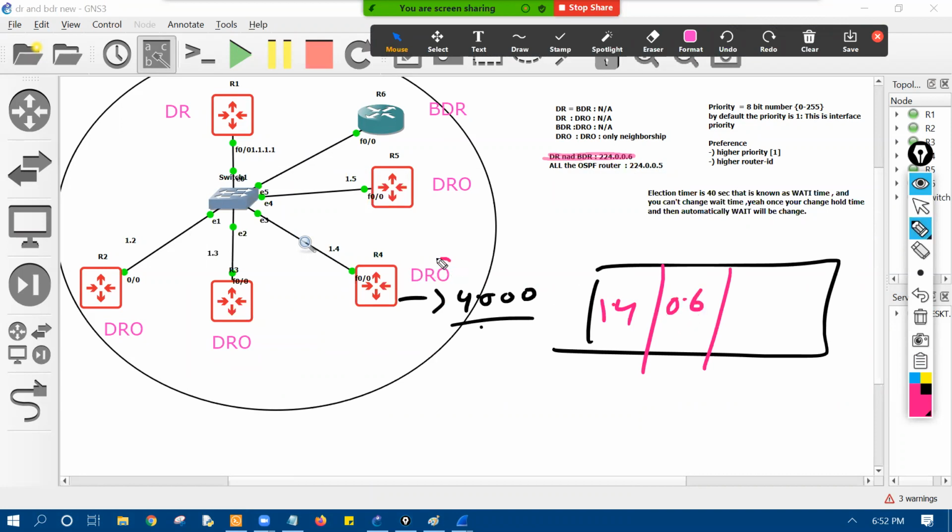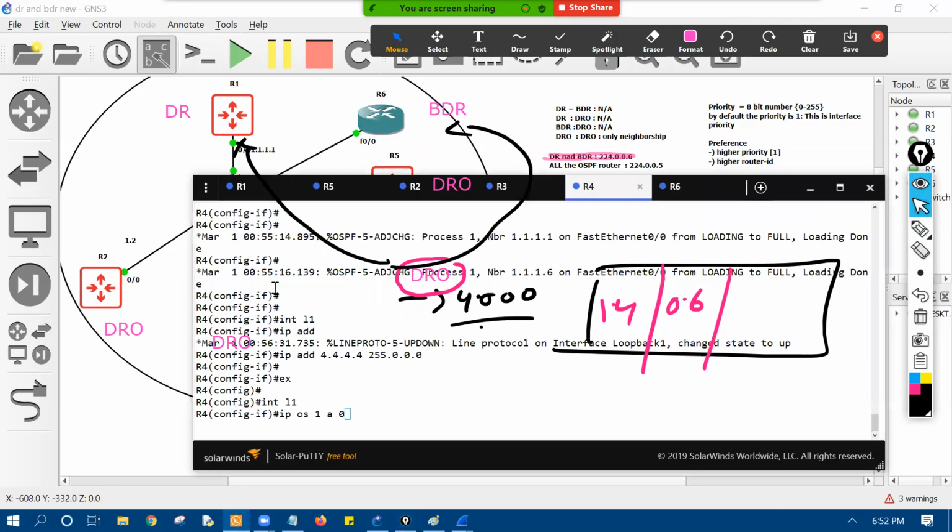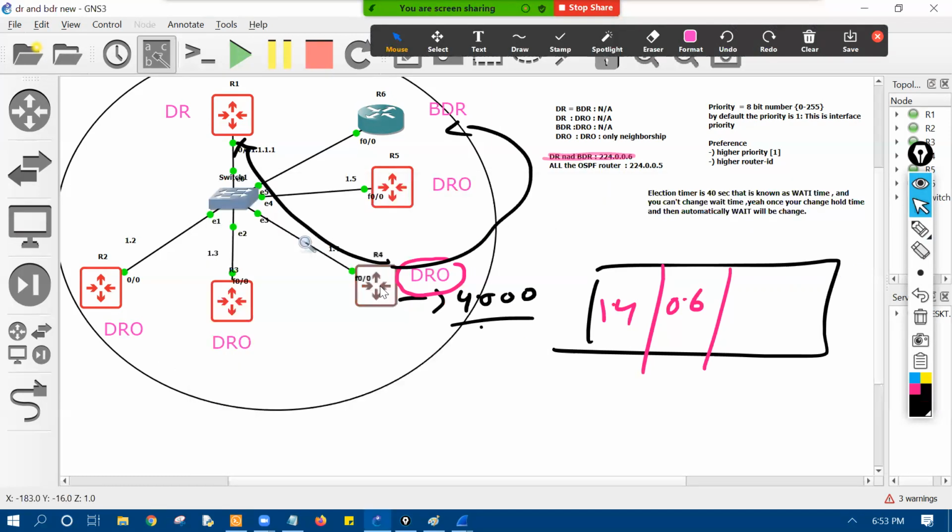Because R4 is a DRO, a DRO can only exchange the information with the DR and BDR. That's the adjacency, right? If you go on R4, R4 is forming the adjacency with whom? 101 and 106. So when R4 receives any information, it will share this information with 101, that is the DR, and 106, that is the BDR, right? And this information 4.0.0.0, right?